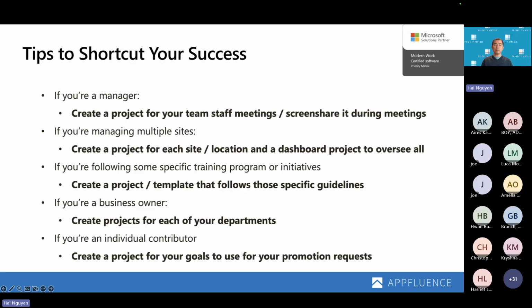If you're a manager, think about creating a matrix for your team staff meetings. Keeping your team aligned is so powerful and important that it deserves its own matrix. If you're managing multiple sites or locations, create a matrix for each of those sites or locations. Then you have a different sense of what the priorities are for my manufacturing plant in location A versus location B, or initiative A versus initiative B.